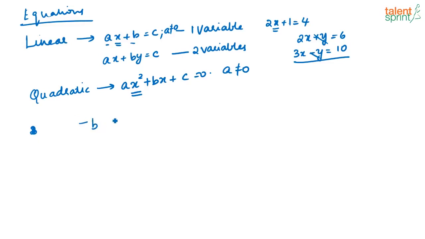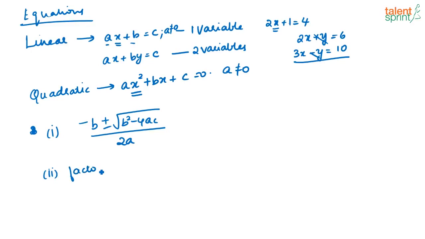The roots are given by the formula minus b plus or minus root of b squared minus 4ac, divided by 2a. So if you apply the given coefficients here in this formula, you get the roots of the given equation. Right. This is one way of solving the quadratic equation, that is by using the formula. Now the next way of solving is by using the factorization method.